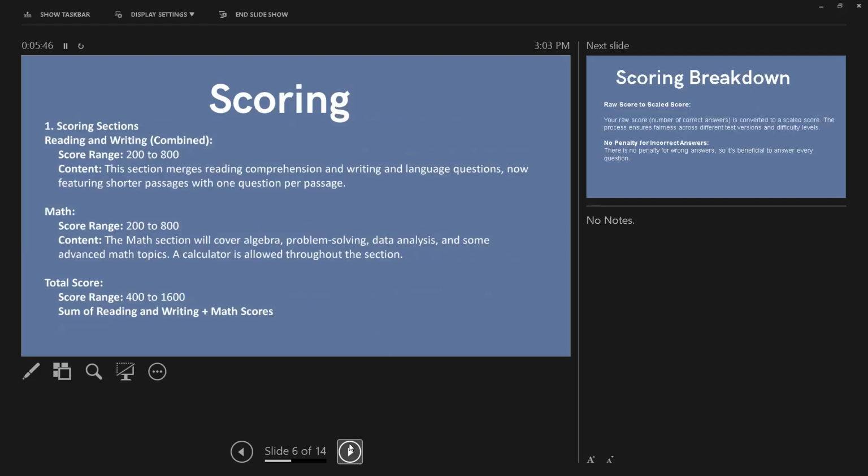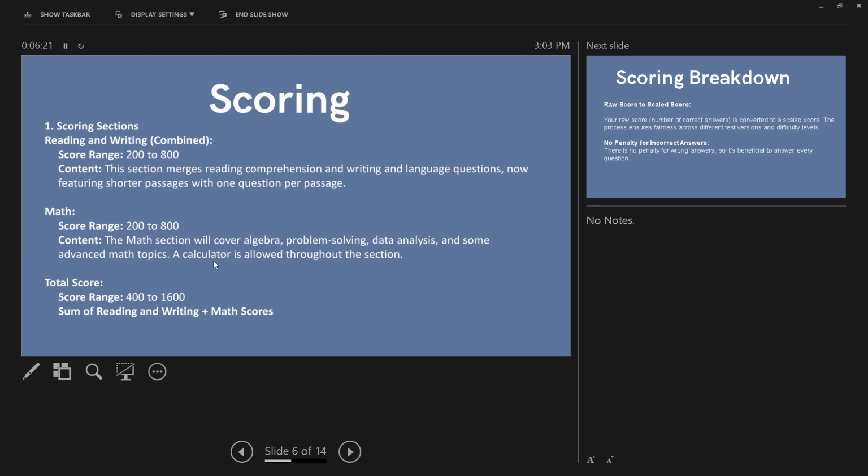Then proceeding to the scoring part, reading and writing combined, the score ranges between 200 to 800. The content I have already explained to you. It's mostly reading comprehension. Now you have shorter paragraphs. You don't have a lot of long paragraphs and a lot of text to read. It's a short text to read and selecting the answer is a bit easier as compared to our previous traditional way of paragraphs. Math score range is 200 to 800.